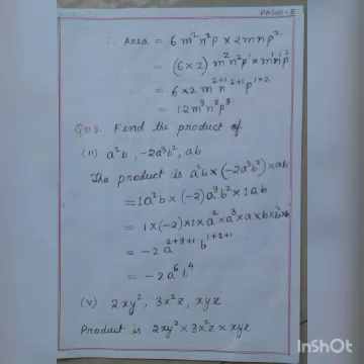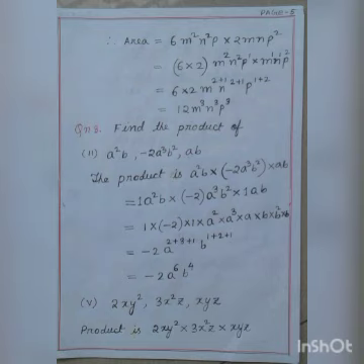The power of m and n is 1 in the second term and the power of p is 1 in the first term, which will be equal to 6 into 2 m to the power 2 plus 1, n to the power 2 plus 1, p to the power 1 plus 2, equal to 12 m cube n cube p cube.